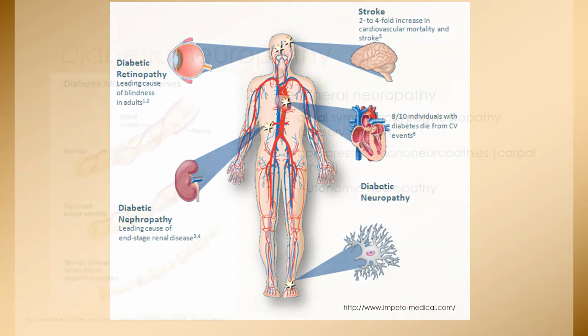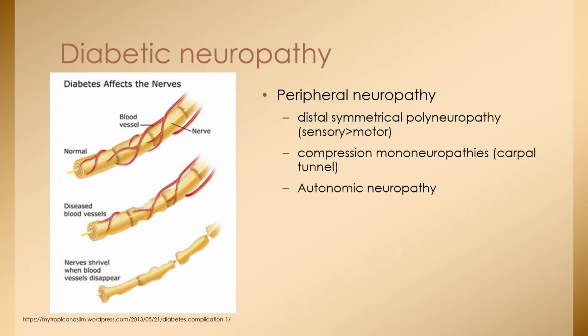It's a diabetic neuropathy picture that explains a bit of what happens in neuropathy. Because the blood vessels are affected by diabetes, the nerve doesn't get all the oxygen and blood that it requires, which means it actually wastes away. So you end up with a diseased blood vessel, and a diseased blood vessel results in a shriveled or damaged nerve.